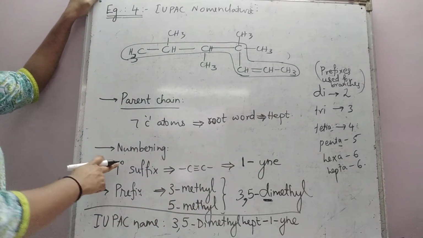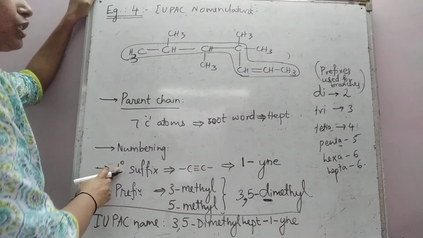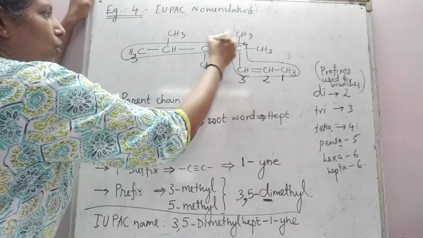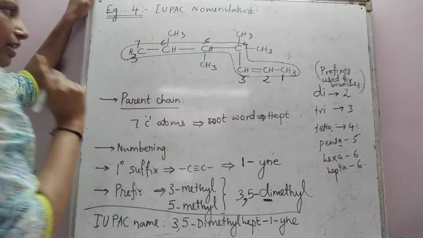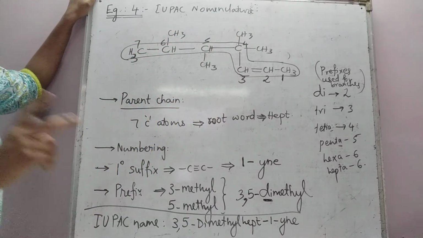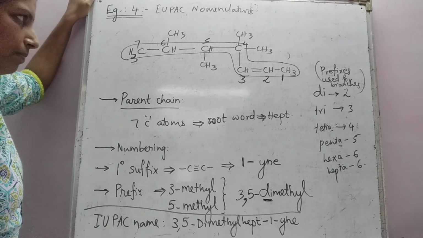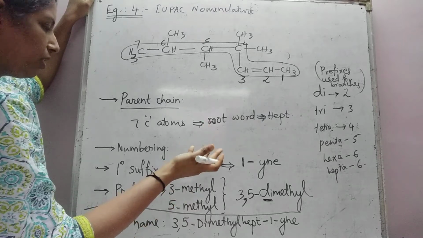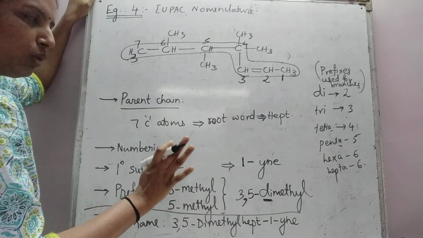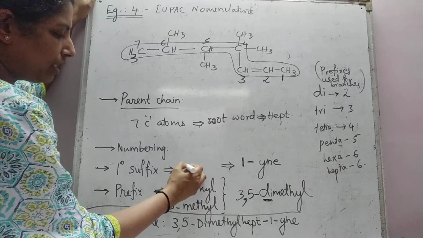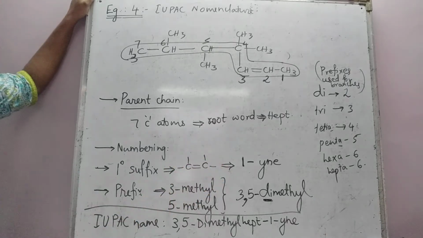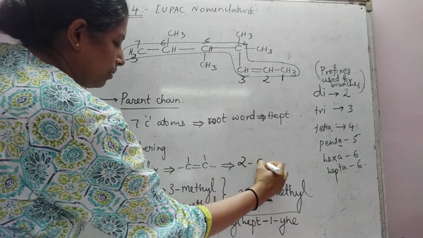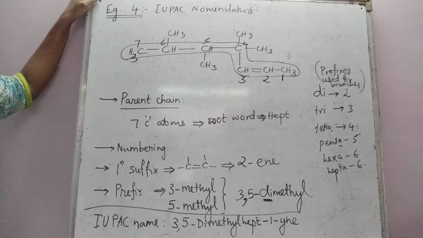Next part is numbering. The numbering should begin from the end which is closest to the double bond. So I will number from this end: 1, 2, 3, 4, 5, 6 and 7. Remember, we are numbering the carbon atoms of the parent chain only. Now primary suffix is the name given to double bond, triple bond, or at times when there is no double bond or triple bond, you have to name the single bond. So here there is a double bond present in the compound, and it starts at the 2nd carbon atom. So I will write the primary suffix as 2-ene.